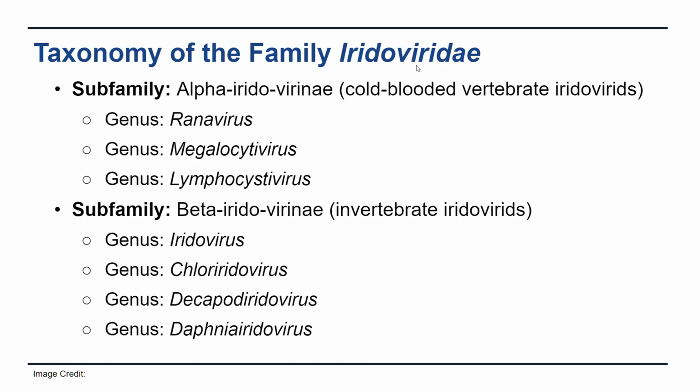The family is called Iridoviridae, and the name comes from the fact that the early viruses that were isolated were isolated in insects. And it turns out that the virus replicates to such a large extent that the insects basically change color. They become iridescent.